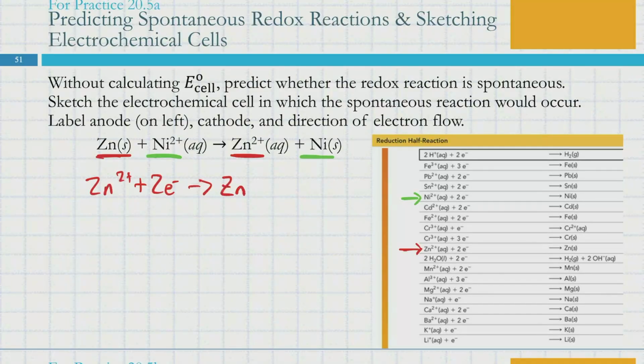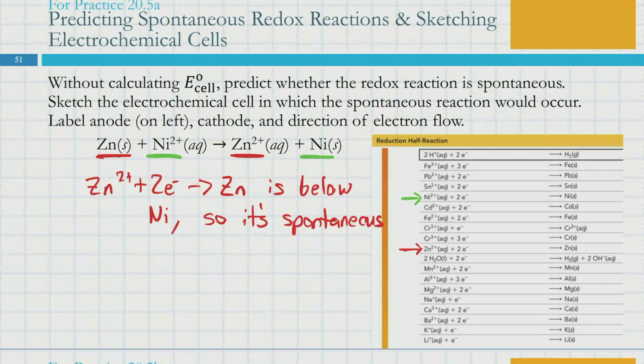Right, this is the zinc. This is below nickel on our reduction half reaction table. And so if we flip this one, which is what we have here, then it will be spontaneous. Okay, so this will be spontaneous.